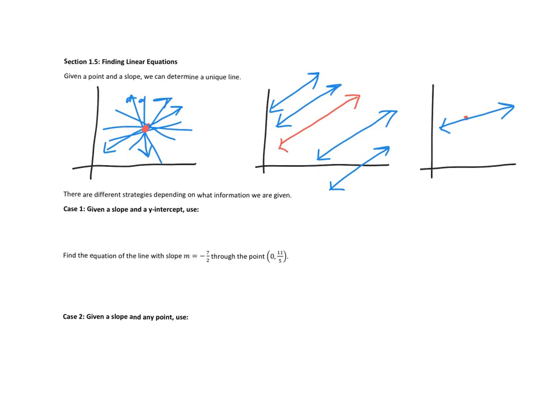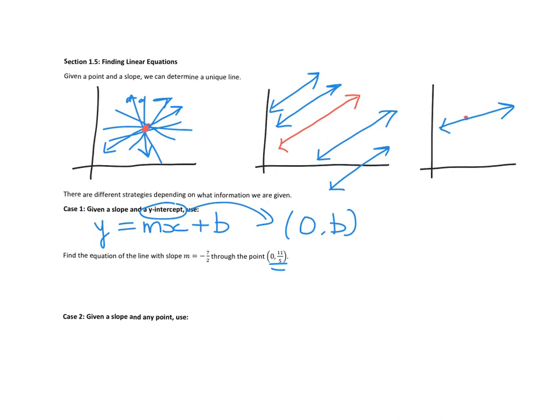There's three different strategies depending on what information we're given. The first case is the most straightforward case when we have a slope and a y-intercept. If that's the case, we use slope-intercept form, named because it tells us the slope and the intercept, so y equals mx plus b. So remember the y-intercept, a y-intercept always has an x value of 0. So if we have a point like that, we can just plug in that b directly into the equation.